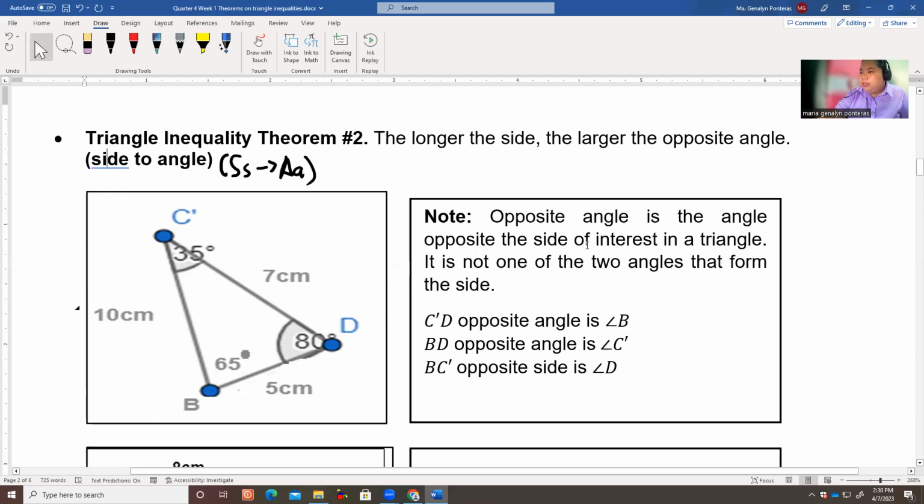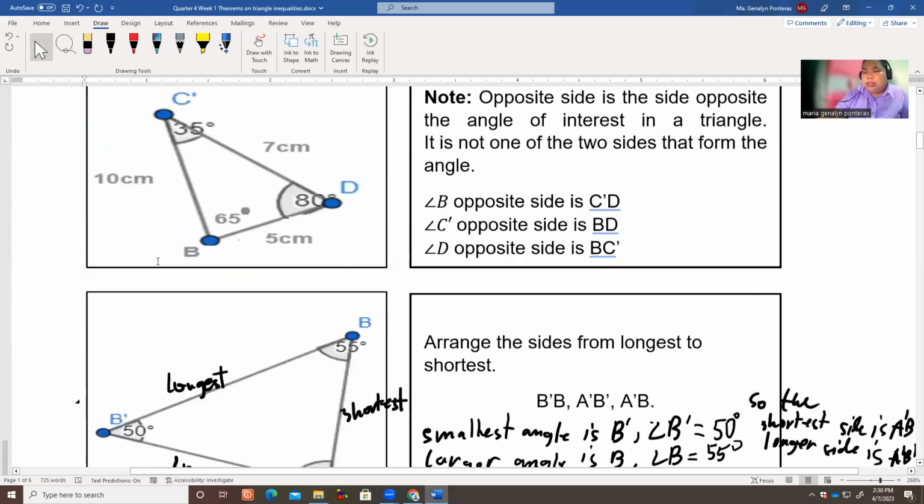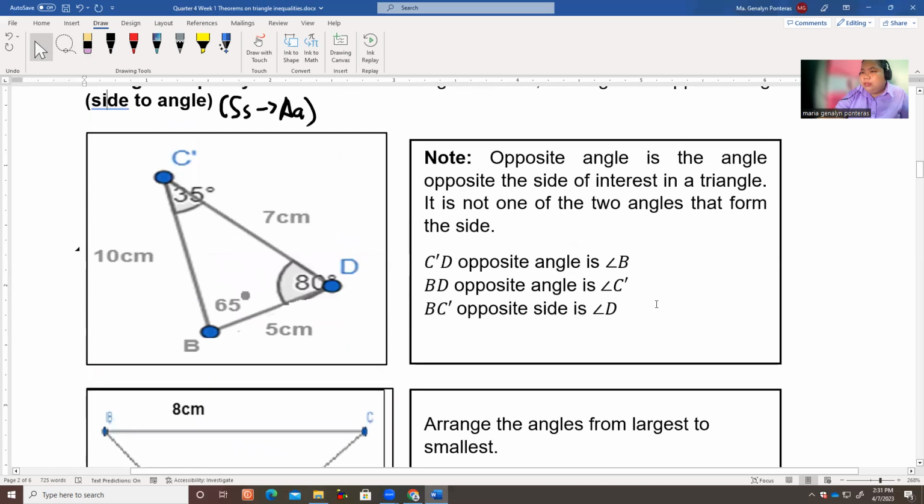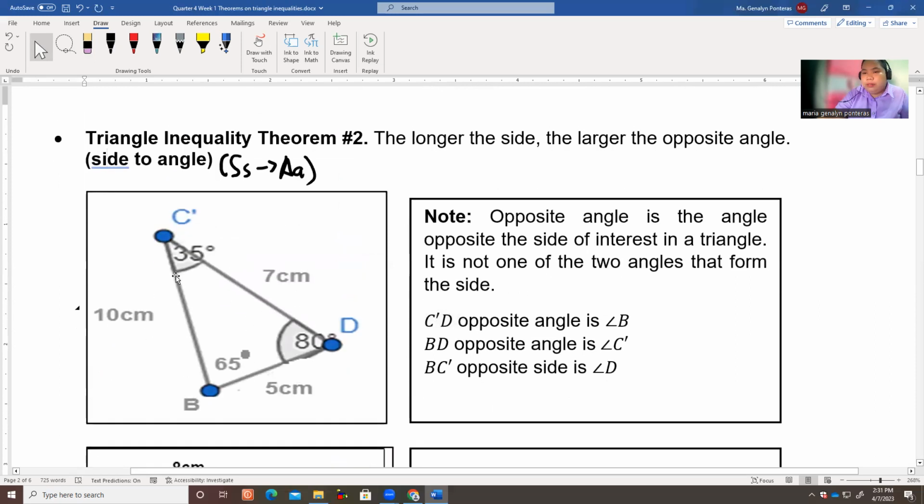So opposite angle, so this one. I think this is the same picture I presented a while ago. So if the smallest is BD, which is 5 cm, the opposite angle is angle C prime. So this one, C prime, is 35 degrees. So it implies that if we have the shortest side, the opposite angle is the smallest.